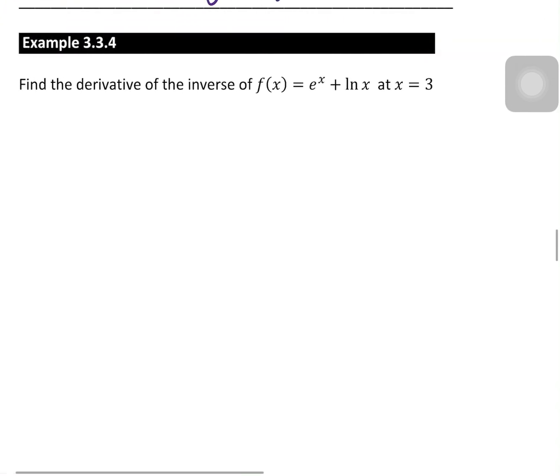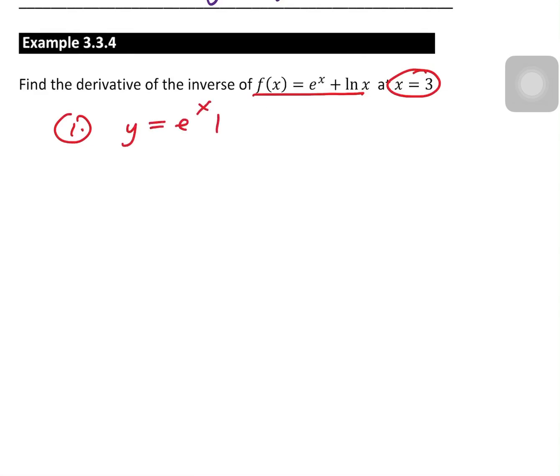Let's find the derivative of the inverse function using the same method for this function when x equals 3. Step 1, switch x and y around. Originally it's y equals e to the x plus the natural log of x. If I switch that around, I get x equals e to the y plus the natural log of y.